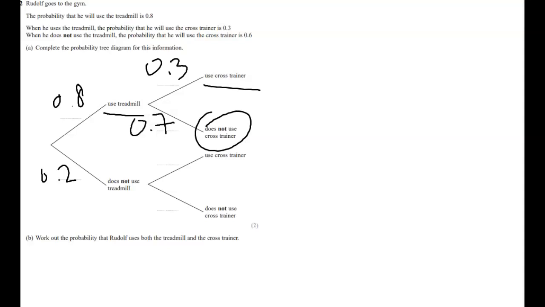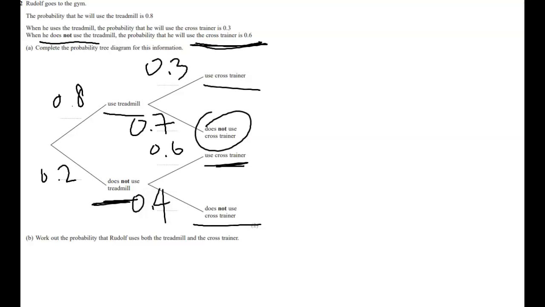Okay? And then another piece of information is that in case he does not use the treadmill at the beginning, the probability that he will use the cross trainer will then be 0.6. And again, the probability that he does not use the cross trainer will then become 1 minus 0.6, and that's 0.4. And we should have already completed part A for the entire tree diagram based on the information that was given. And now based on this, let's look at part B together.